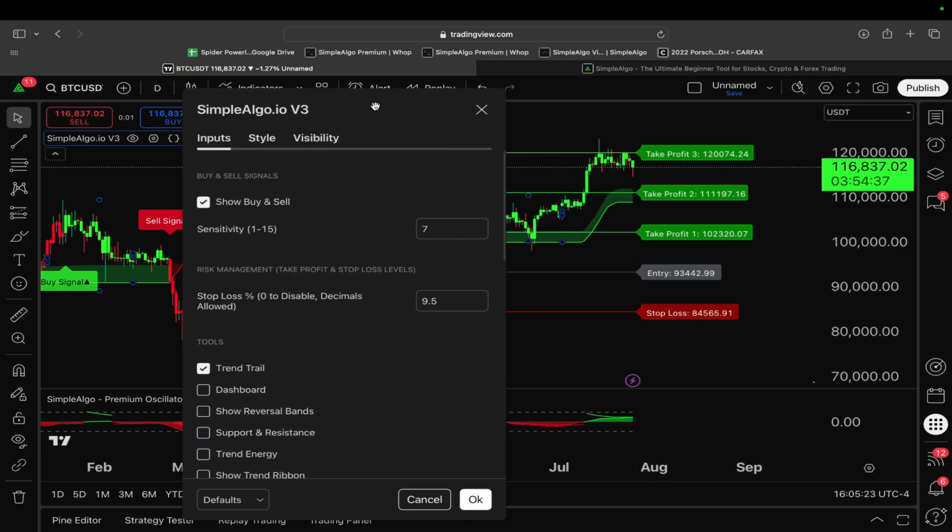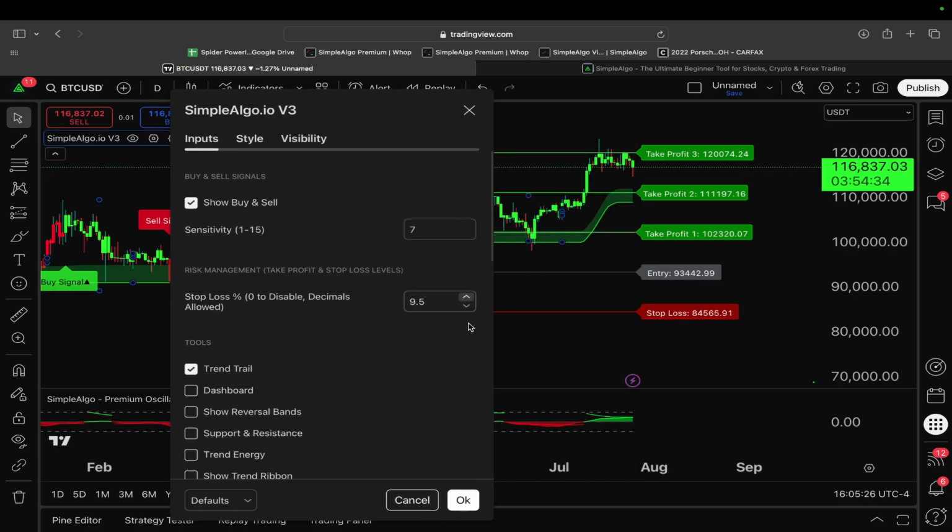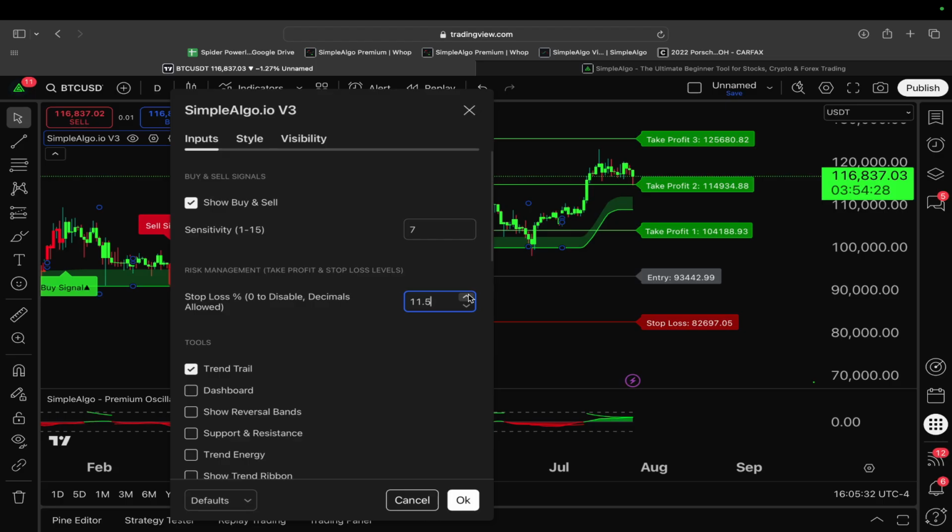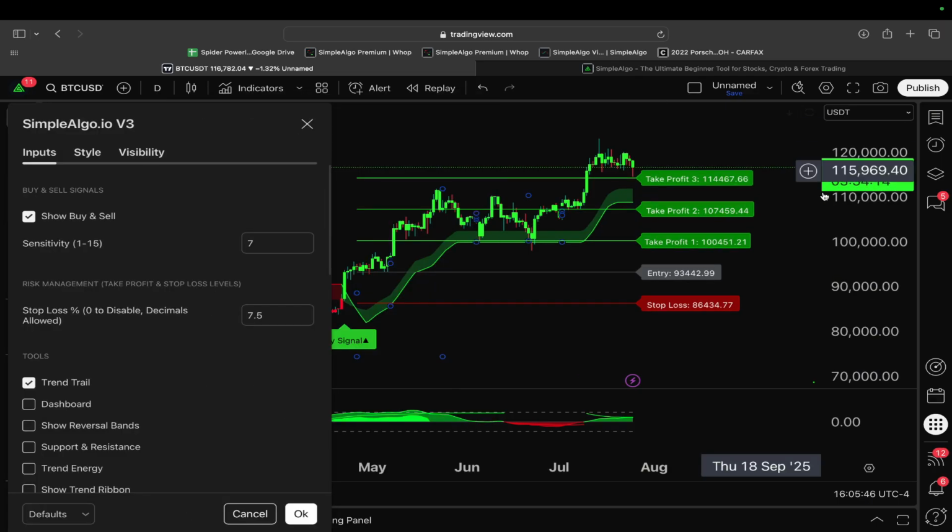You can also adjust the risk management feature as well. So if you want more risk, but also higher reward, you would just increase the sensitivity, similar to how the sensitivity feature works for the buy and sell signals. And if you want lower risk and lower reward, you could just decrease the sensitivity on the auto risk management system, and it'll tighten up your stop and also tighten up your take profit levels.